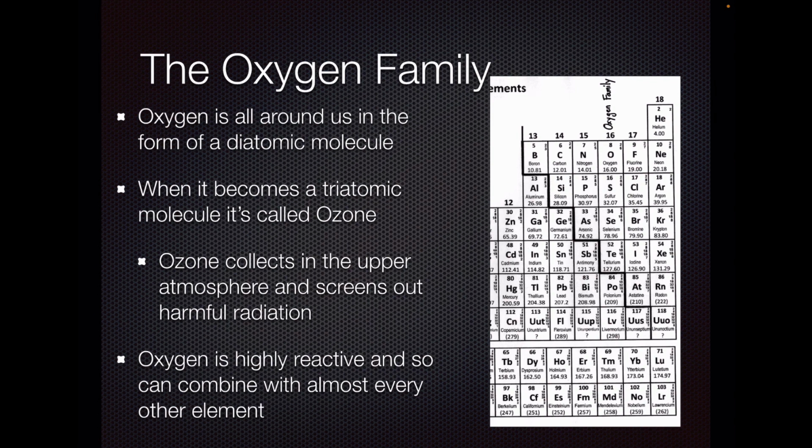So the ozone layer up at the top of the atmosphere screens out harmful radiation because when the radiation hits the O3s, they break apart, bond back together, and it bounces off the radiation, and so it helps protect us. Oxygen is highly reactive, and so it can combine with almost every other element, and so it wants to bond with all of the other elements. So the oxygen family is group 16.